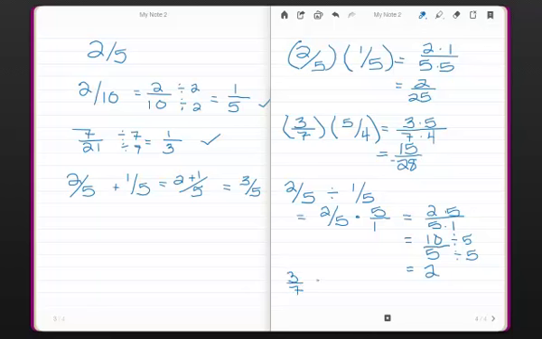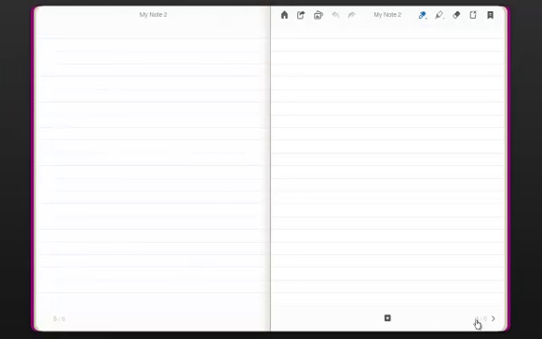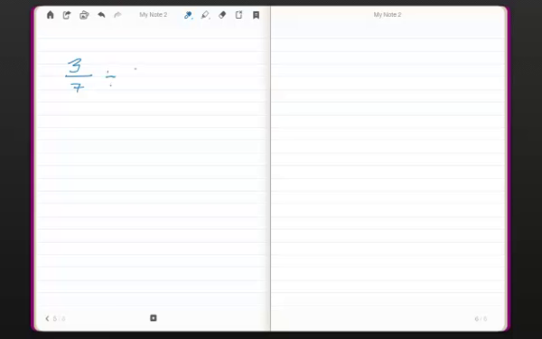Let's try one more example here. 3/7 divided by 5/4. And now I'm going to run out of room, so let me get a new page. So again, 3/7 divided by 5/4 will be the same as 3/7 times 4 over 5. We invert and multiply by the reciprocal, which will be 3 times 4 over 7 times 5, or 12 over 35.